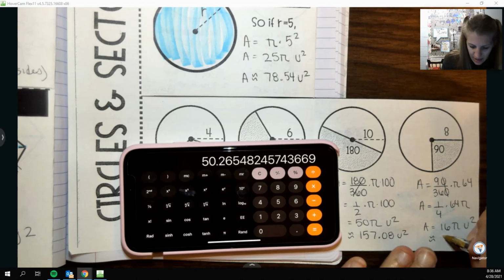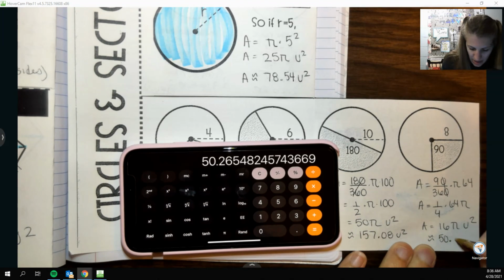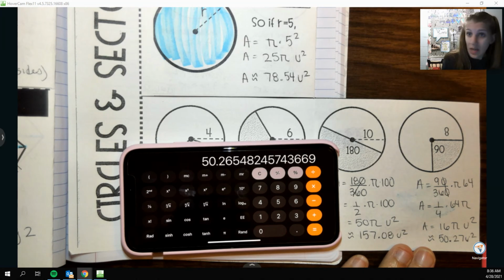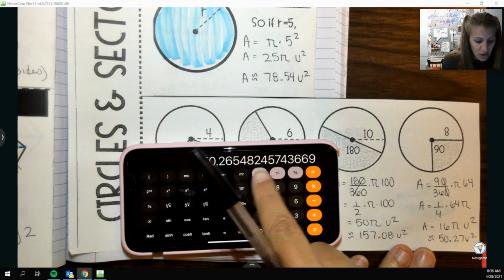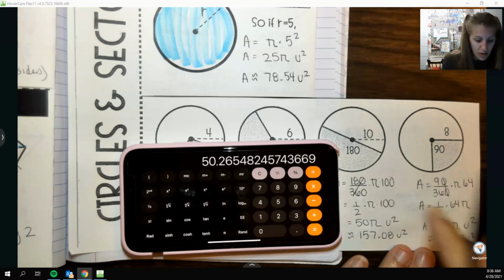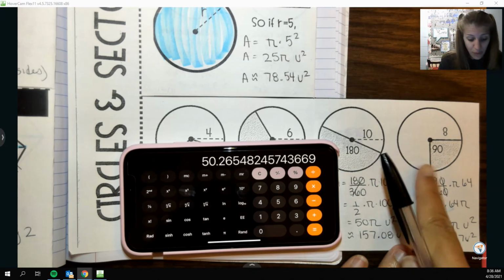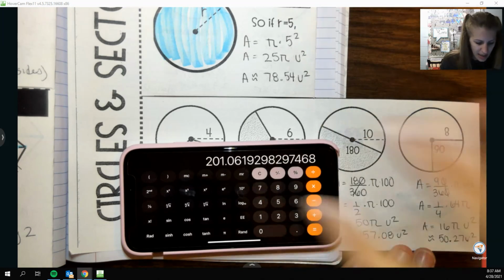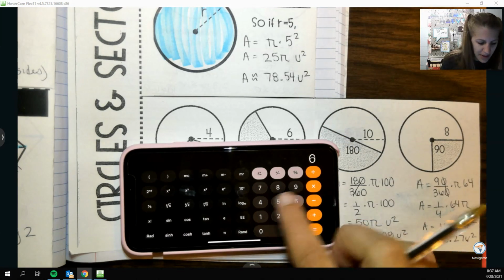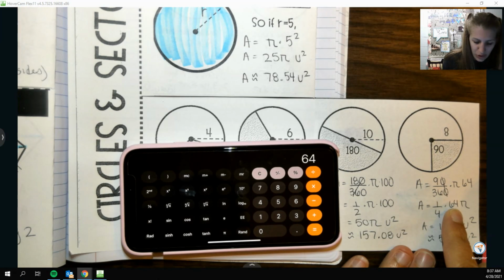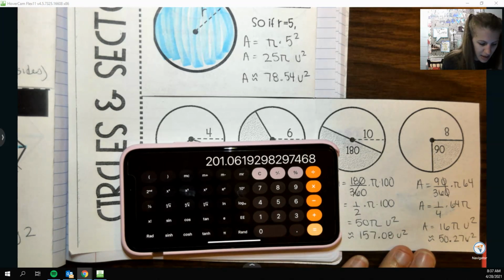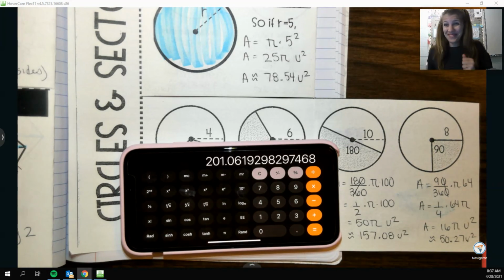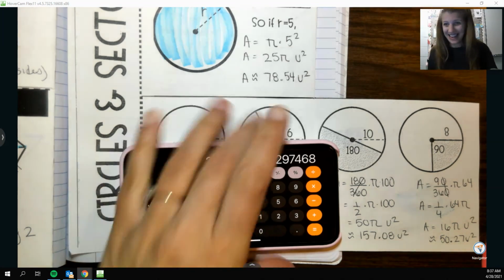So the approximate area here is 50.27 units squared, which again, if I want to compare that, if I quadruple this, because I had a fourth of the area, if I times that by 4, I get 200-ish. If I compare that to the true area of the full circle, 64 times pi, 200-ish. Okay, sorry, I'm nerding out.